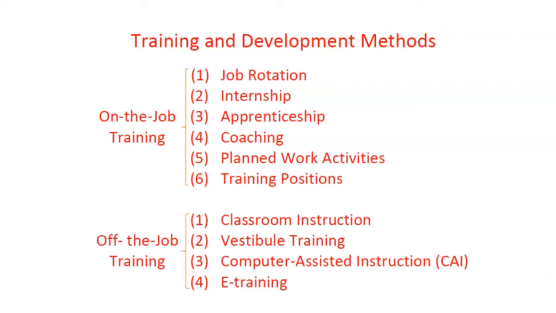On-the-job training methods include job rotation, in which the trainee over a period of time works on a series of jobs, thereby learning a broad variety of skills. Internship, in which job training is combined with related classroom instructions. Apprenticeship, in which the employee is trained under the guidance of a highly skilled coworker.